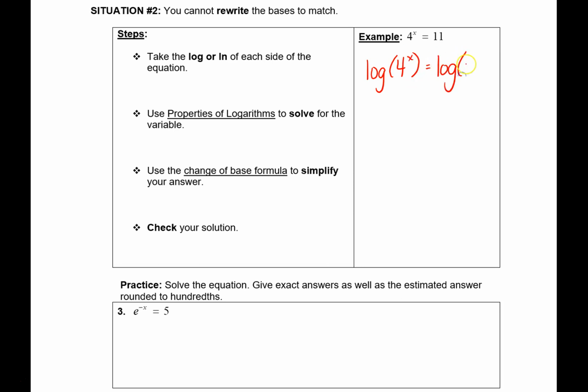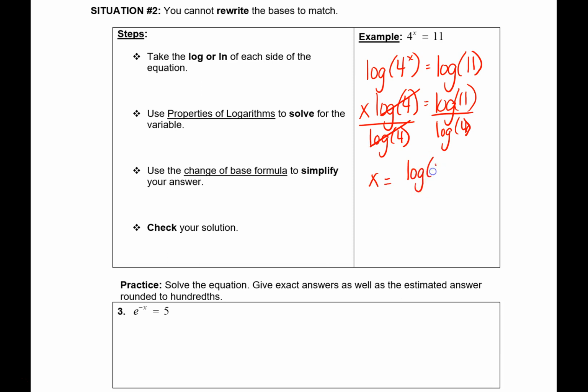When I take the log of both sides, then I can use the rules that we did when evaluating logarithms. That brings this power of x out to the front to be x times the log of 4. And then I can divide by the log of 4 on both sides. Because when I do that, those log of 4s divide out and leave me with x is equal to the log of 11 divided by the log of 4. Now, this is my exact answer.